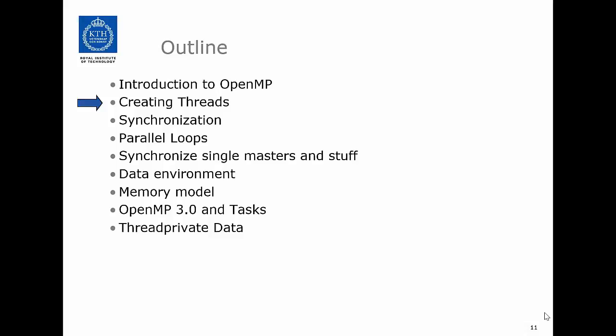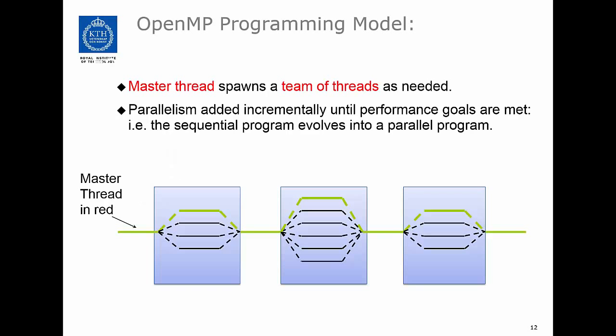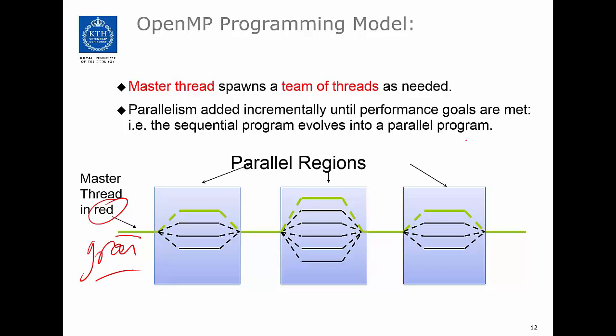Now let's have a look at different ways of controlling the number of threads when you create threads. The programming model of OpenMP is that you have a master thread, shown in, well, not red, green. At some points you have parallel regions where you spawn a number of threads. Here is a parallel region, here is another one, and this is a third one. Each parallel region may have a different number of threads.